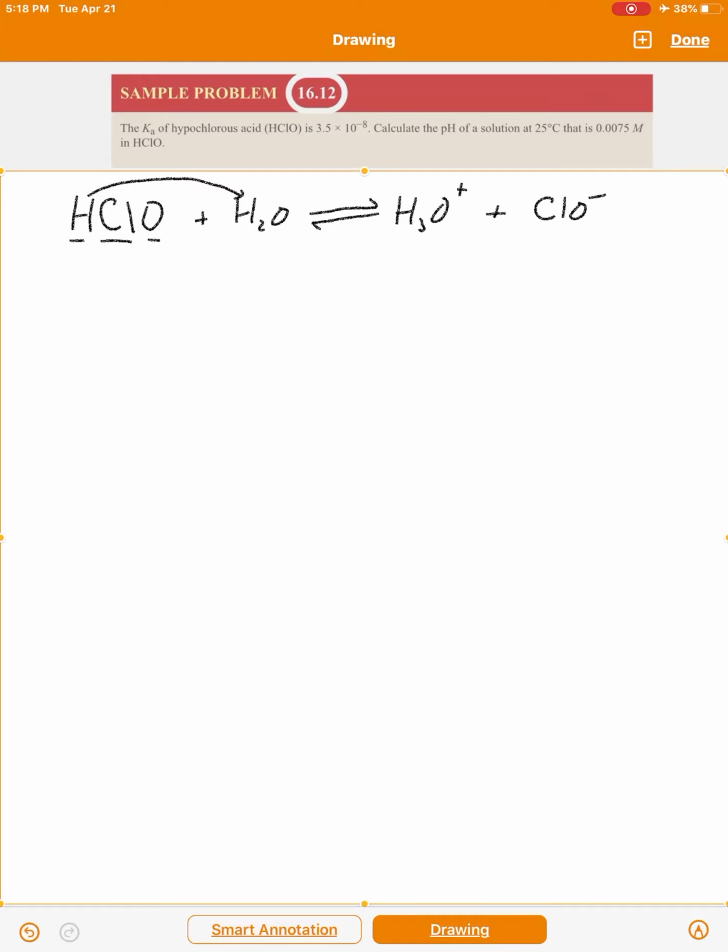Then we set up our ice table. The initial concentration of the acid is 0.0075. So I'm going to go ahead and write that in scientific notation. So there's our initial concentration. This needs to be in molarity units. If they gave you the moles and then they gave you the volume in liters, you would take the moles and divide it by the liters so that you have it in molarity. Water is a liquid. Liquids are not included in ice tables.